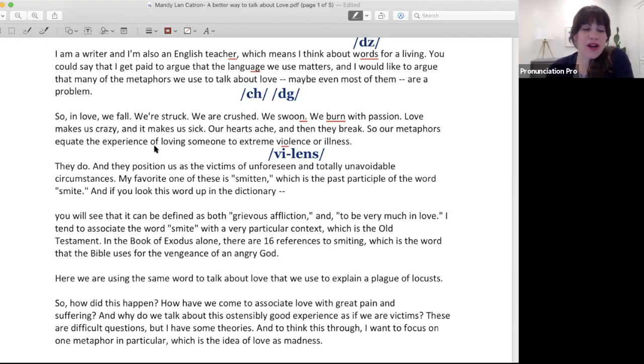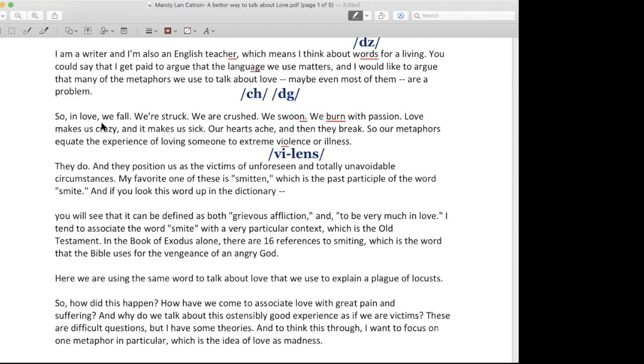Okay, so let's try that paragraph again. We've kind of done a little bit of a warm up, gotten that going. So now let's get that linking going really well. Okay. So in love, we fall, we are struck, we are crushed, we swoon, we burn with passion. Love makes us crazy, and it makes us sick. Our hearts ache, and then they break. So our metaphors equate the experience of loving someone to extreme violence or illness.